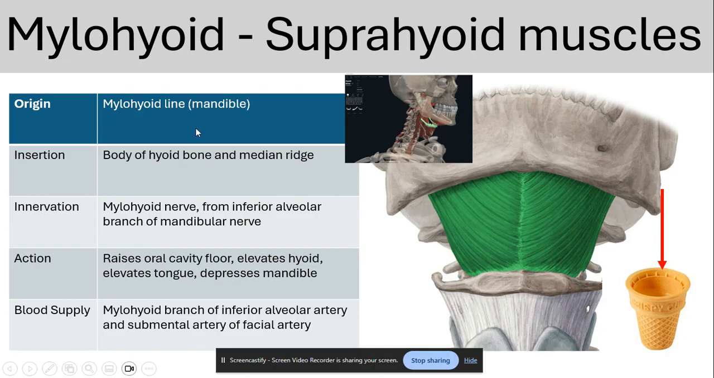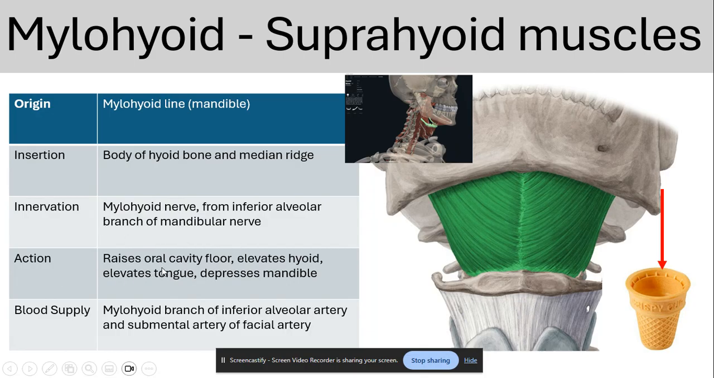Okay. What is the origin? The origin is the mylohyoid line. You know, this is the mylohyoid line. Insertion, body of the hyoid and median raphe, right? So insertion is right here. Body of the hyoid bone and median raphe. Innervation, mylohyoid nerve from the inferior alveolar, a branch of the mandibular nerve.